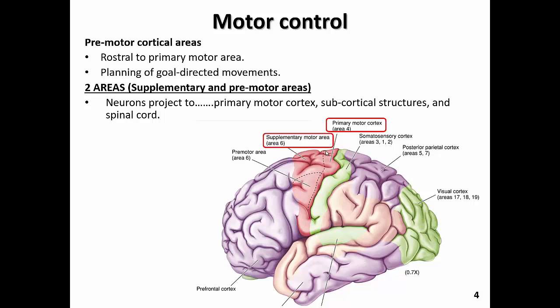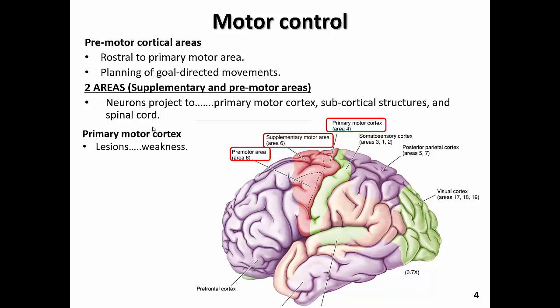The supplementary motor area is just rostral to the primary motor cortex, labeled area 6, and also labeled area 6 to provide a little more detail in distinguishing this area from the supplementary is the premotor area, also defined as Brodmann's area 6.